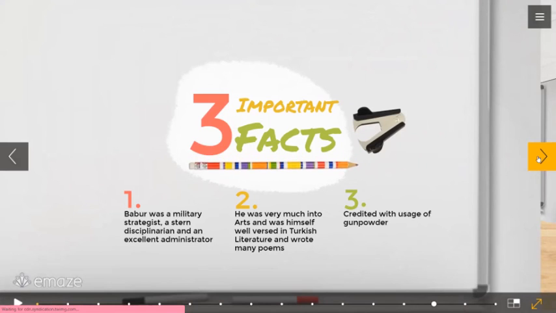He was very much into arts, and he himself was very well versed in Turkish literature, and he wrote many poems. He was also credited with the usage of gunpowder. Gunpowder was something that was used by all the Mughals. And in the first few points where I introduced you to the Mughal Empire, I also stated that the Mughal Empire was called the Gunpowder Empire, and this is the reason.